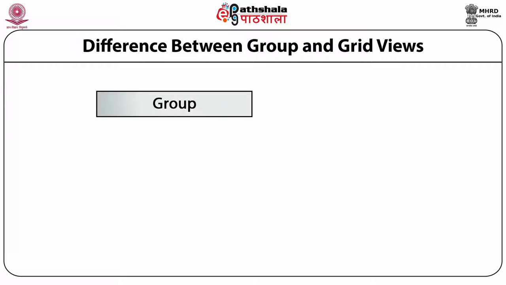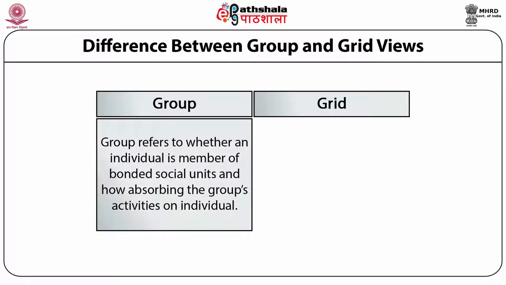Mary Douglas says that a group refers to whether an individual is a member of a bonded social unit, and how absorbing the group activities are on the individual. I belong to a social group, you belong to a social group, and we are all individual members of that particular group. These various social units make us bond, and we absorb all these things individually because of the collective force.